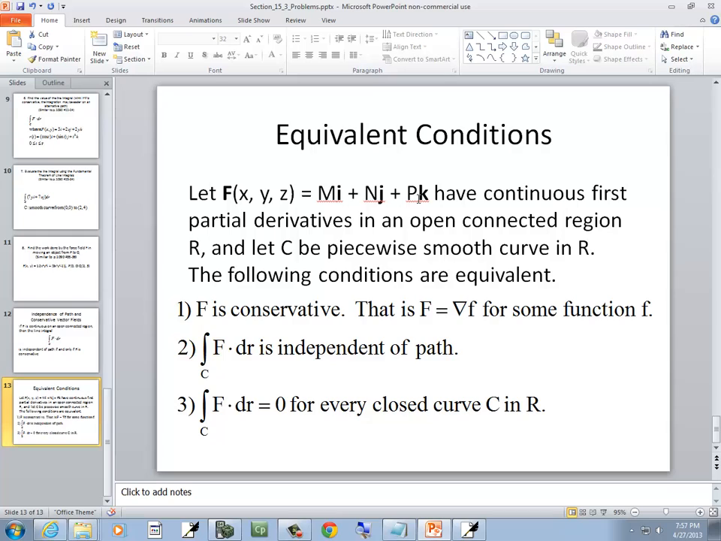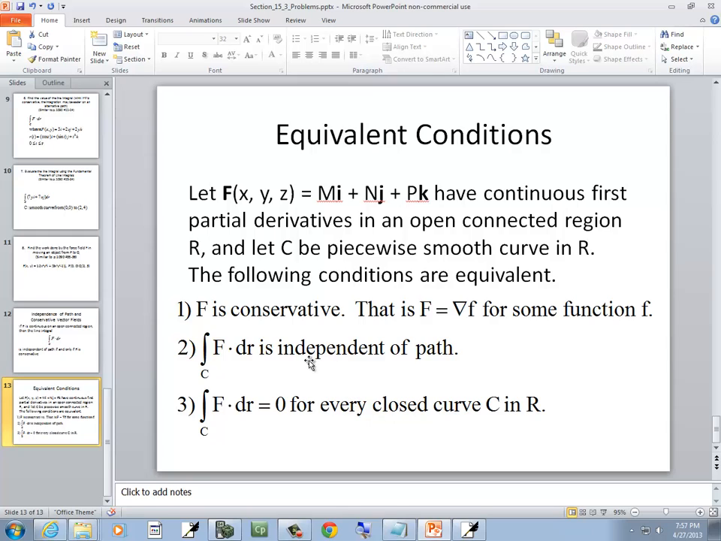For our line integral. Now, equivalent conditions. Let F(x, y, z) = M i + N j + P k have continuous first partial derivatives in an open connected region R, and let C be a piecewise smooth curve in R. The following conditions are equivalent. F is conservative. The line integral is independent of the path. And the line integral is equal to 0 for every closed curve C in R. Because if you think about it, a closed curve means that your beginning point is the same as your ending point, which if you plugged in those, you should get 0.